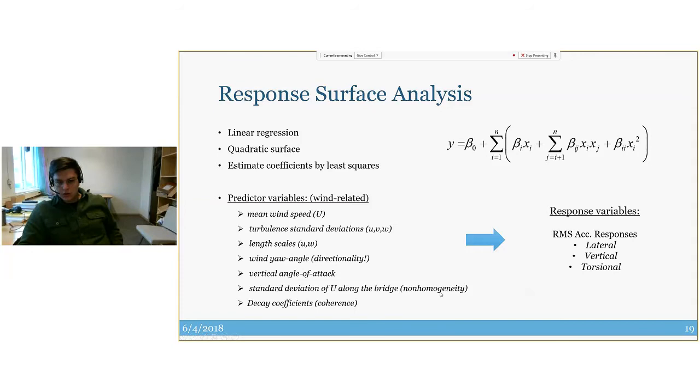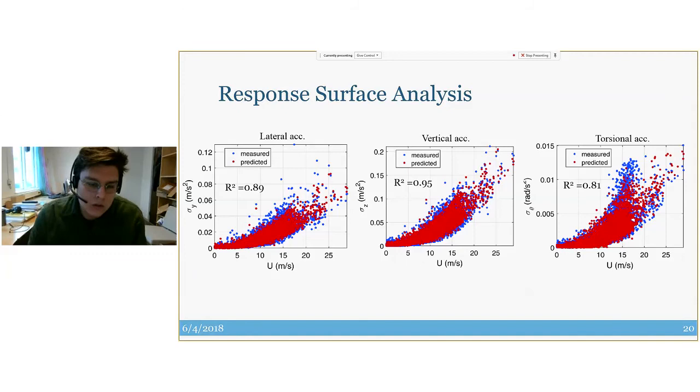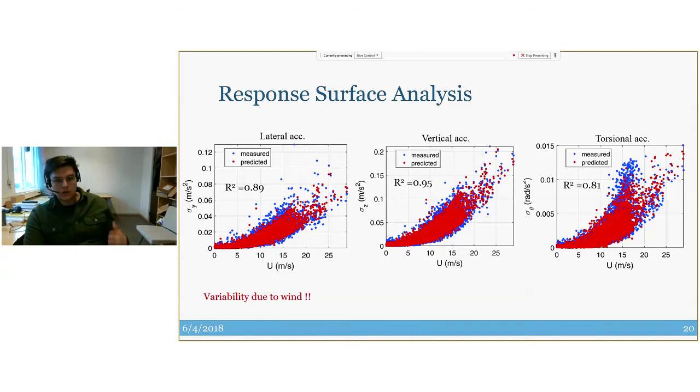And for the response variables, we selected root mean square acceleration responses, the ones that I showed you earlier. These are the lateral, vertical, and torsional components. And this is what we got. This is the response predicted by the response surface fit and the measured response. So there's quite a good correspondence. You can model most of the variability with this. You can see the R square values. This is again similar to linear regression, that it is close to one. So we can explain most of the variability just by using wind-related parameters, and this implies that the variability we see in the response is actually due to wind.